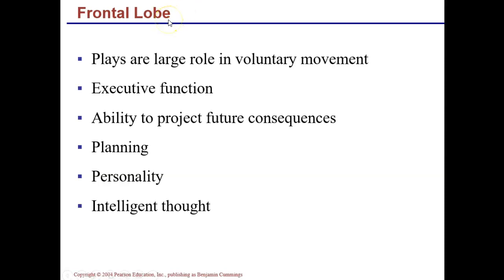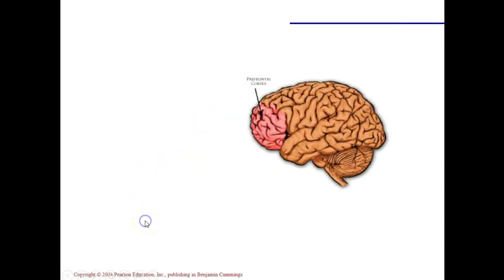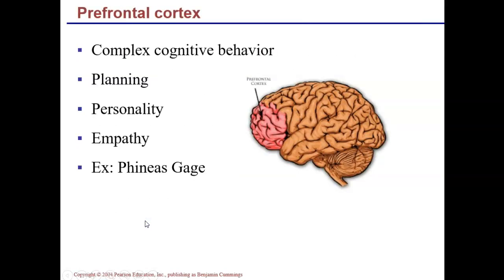So the frontal lobe, generally speaking, has many parts involved with higher thinking. They're involved with, for example, voluntary movement, executive function, and planning. This is where your personality is. This is where you have intelligent thought. So higher levels of thinking. Most of the frontal lobe is involved with that.